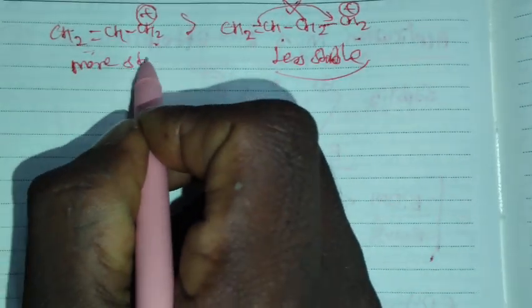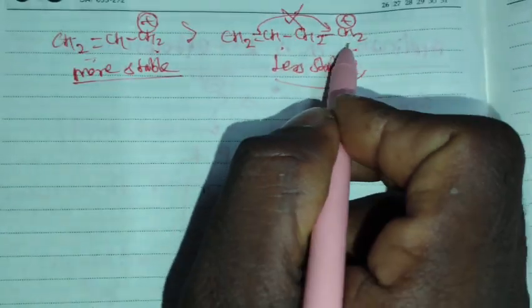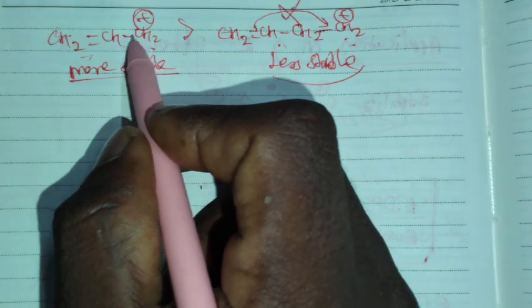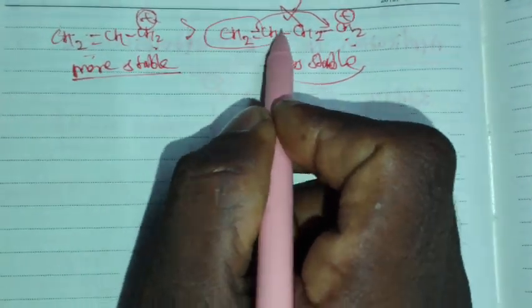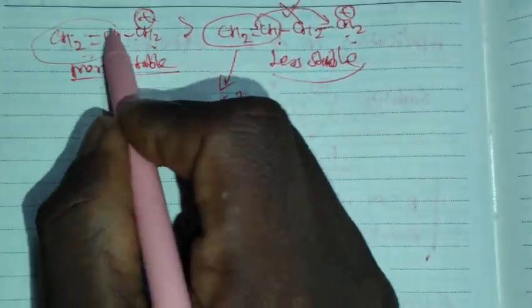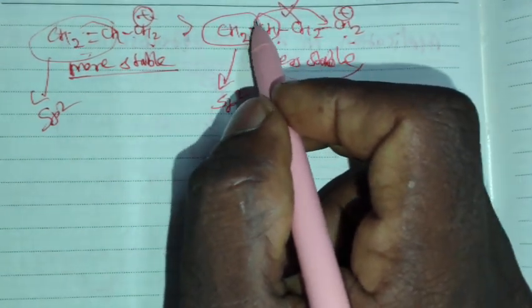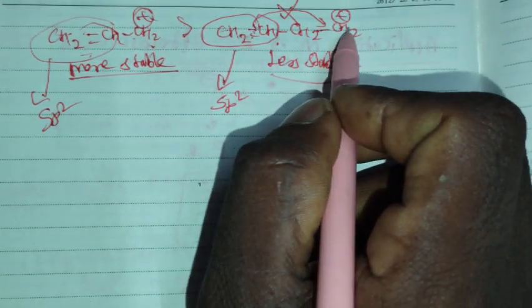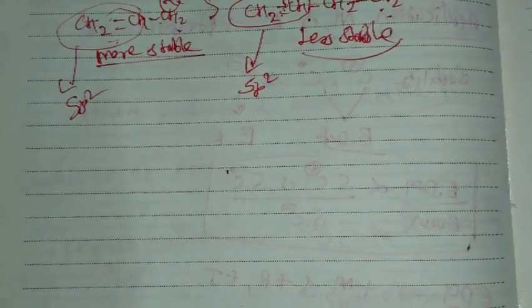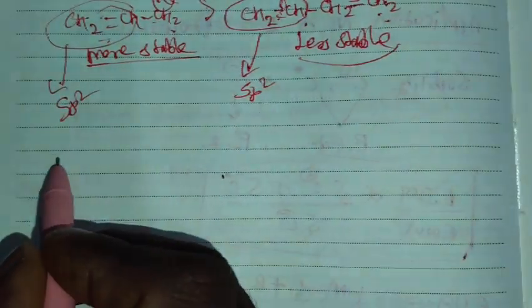This is the more stable carbocation, and that is the less stable carbocation. For that reason, this is more stabilized due to the M effect. In these two cases, the carbon has sp2 hybridization, and these two also have sp2 hybridization. But here the lone pair of electrons, or the pi bonded electrons, cannot stabilize this electron deficient species.